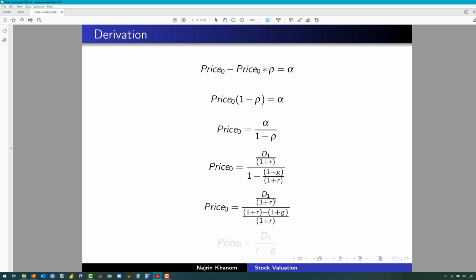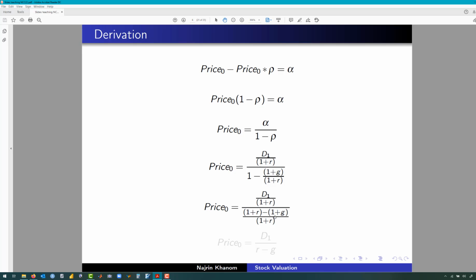Now you can see that there are certain things that you can do to simplify this. So 1 plus r, you have that in your numerator, and we have this in our denominator. Both are in the denominator, so we can cancel those out. So the 1 plus r and 1 plus r get canceled out. This is 1 plus r minus 1 plus g. So this would become 1 plus r minus 1 minus g. So you have a positive 1 and you have a negative 1. Those two would cancel out, leaving you with r minus g.